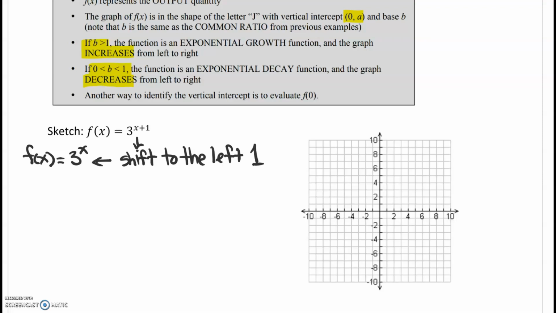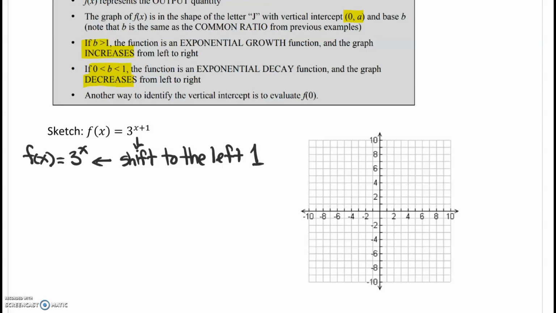If you know what the basic exponential function looks like, which is a J, follows along the x-axis just above, not touching, always has the same y-intercept of 0, 1, then you can just take that function and shift it to the left 1 unit.